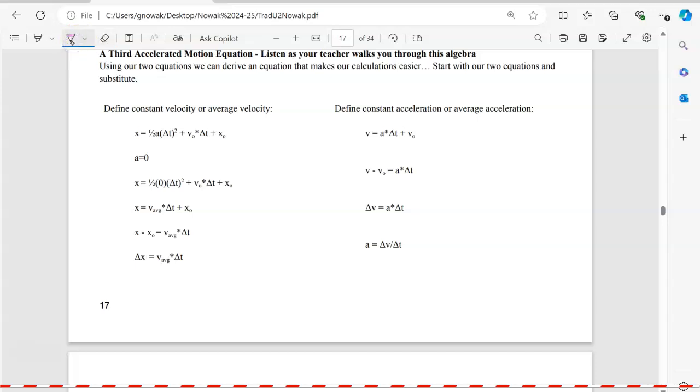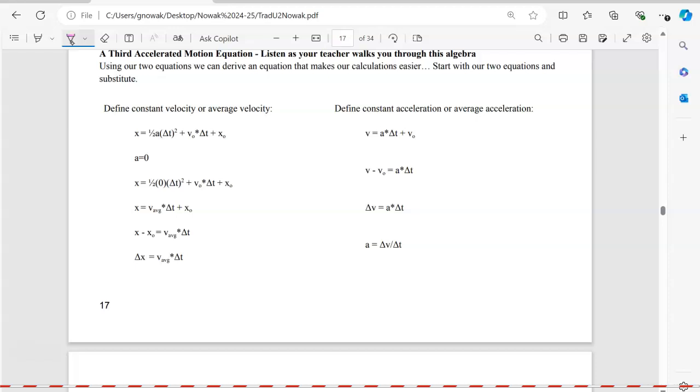All right, so we are just going to walk through the derivation of a few of our equations that we aren't necessarily going to graph or do a lab to find them, but I'm just going to show you where some of them come from. So, for example, defining our constant velocity or average velocity, which we have talked about a little bit.